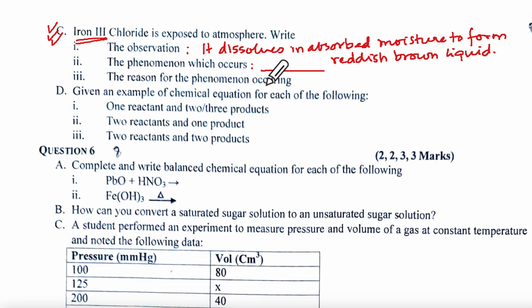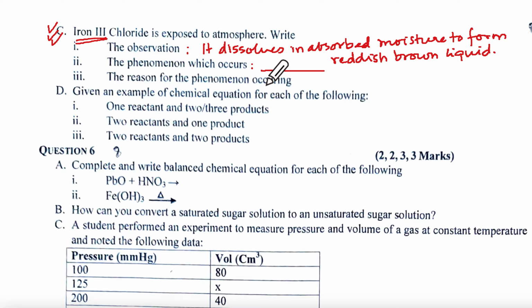P1 V1 means ma'am. 100 into 80 is equal to 125 into x. So x will be equal to, so don't do like how I told you earlier, okay? You have to use the formula here. So 100 into 80 upon 125. 25 fours, 25 fives. 5 goes 16 times. 16 fours, 64. So x is equal to what? Correct?